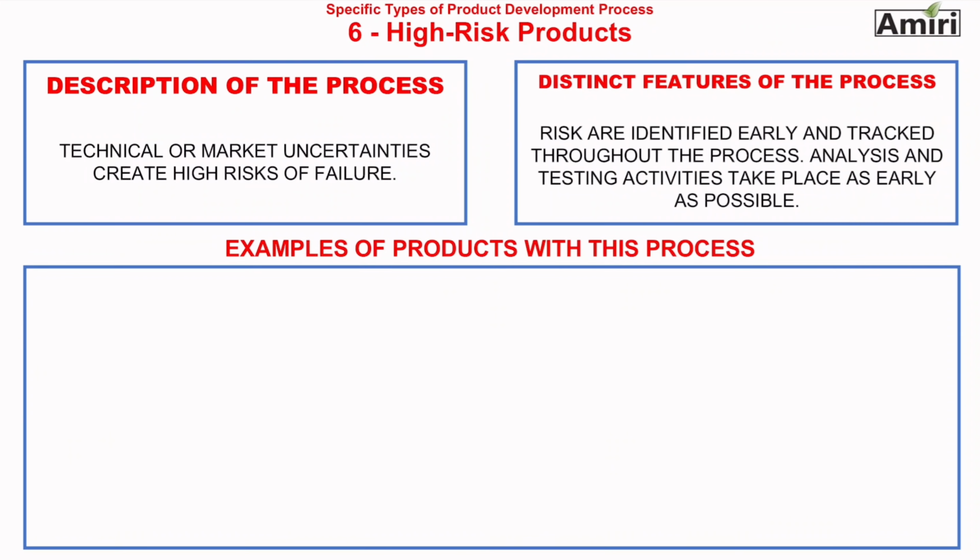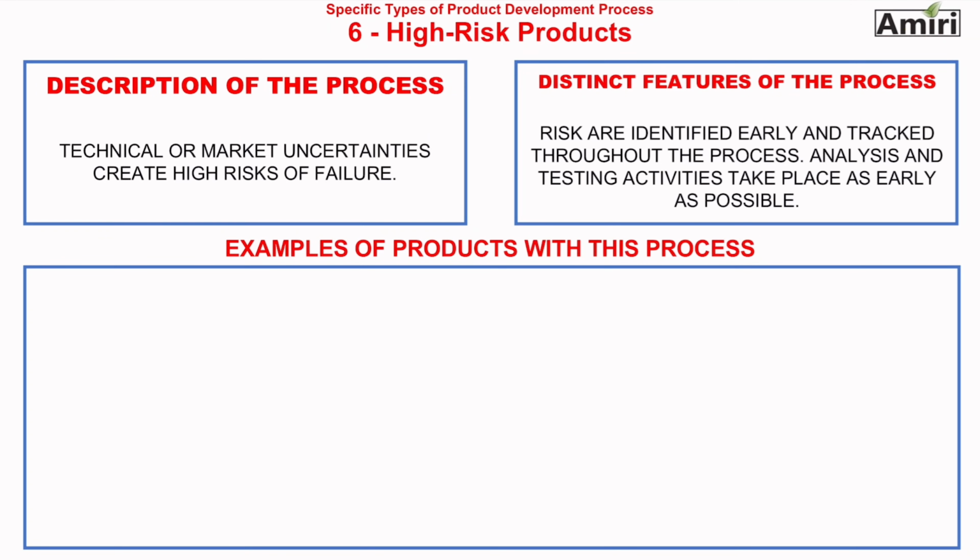Next is high-risk products. These are products that face a high risk of failure due to technical or maybe market uncertainties. Risk and uncertainty always go hand in hand, and that's why uncertainty in the existing technology or the market creates that higher risk of failure. There's either a challenge in the marketing of the product or uncertainty about whether it will work, or whether it will succeed in the market that it is being designed for.